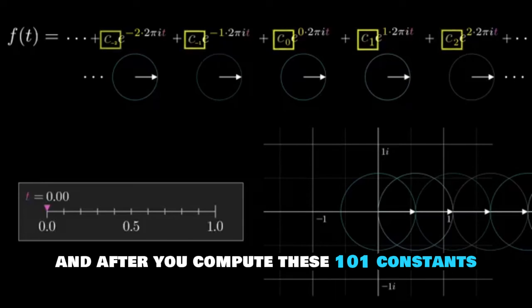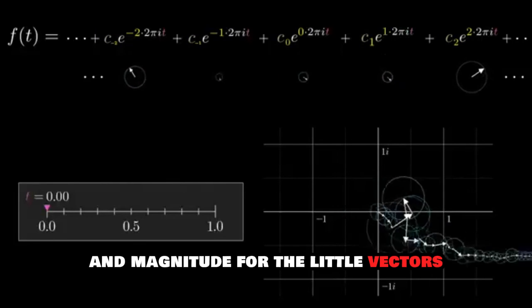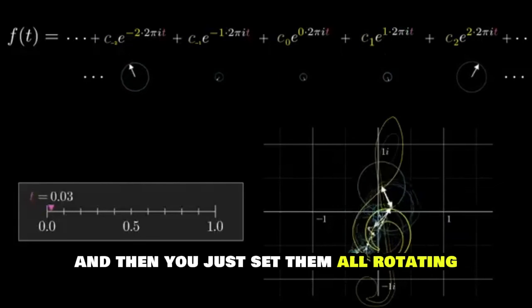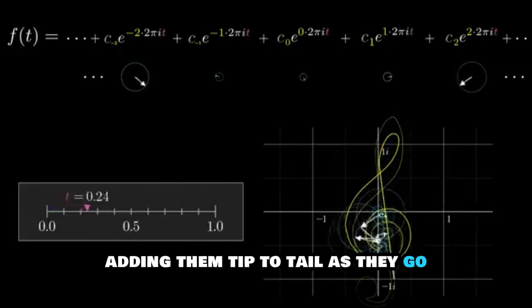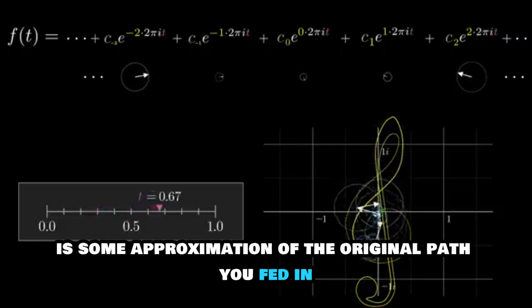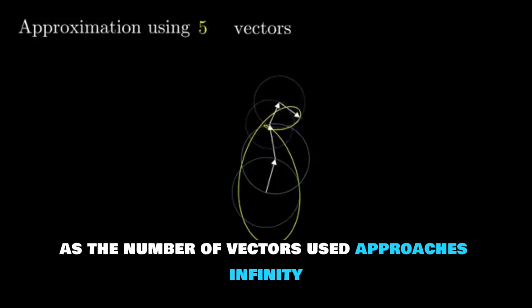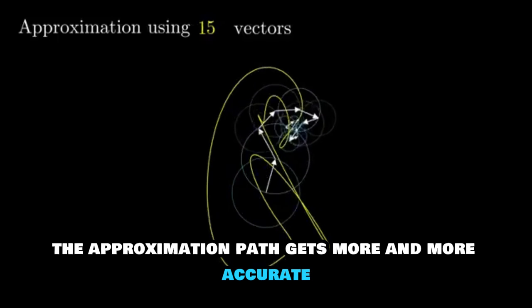And after you compute these 101 constants, each one determines an initial angle and magnitude for the little vectors, and then you just set them all rotating, adding them tip to tail as they go, and the path drawn out by the final tip is some approximation of the original path you fed in. As the number of vectors used approaches infinity, the approximation path gets more and more accurate.